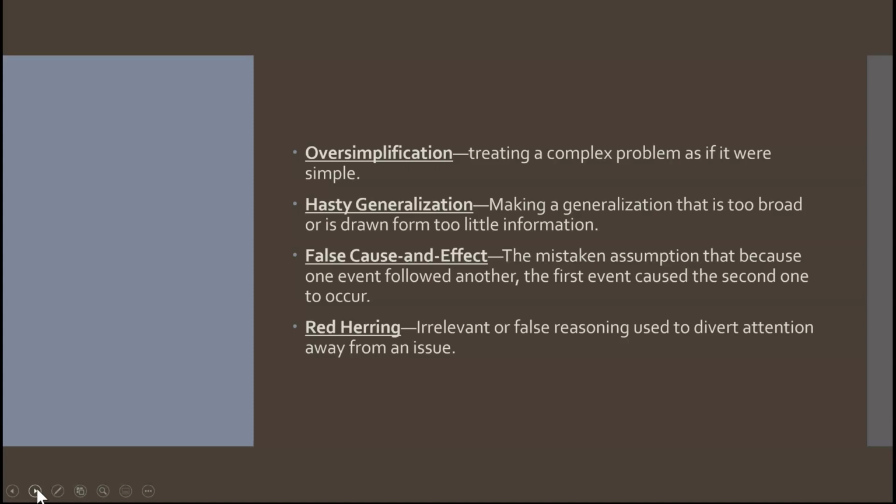And lastly, the red herring: irrelevant or false reasoning used to divert attention away from an issue. This is actually a fallacy that conspiracy theorists tend to rely on a lot. They think the government is presenting distractions to keep people from the real issues. The Jeffrey Epstein issue, for those of you familiar, would fall under this.